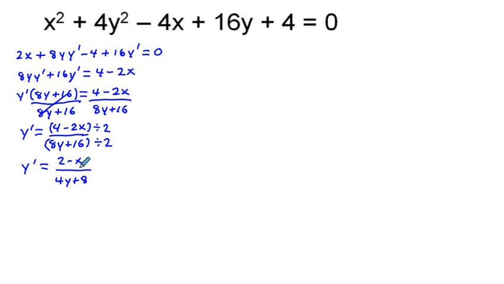And now we're prepared to find where we have horizontal tangent lines by taking that numerator 2 minus x and setting it equal to 0. So we're going to find points of horizontal tangent lines, or you can call them points of tangency. But to do that, we're going to set that numerator equal to 0. So 2 minus x is equal to 0. So x equals 2. That's going to be our x value where we have our points of tangency.